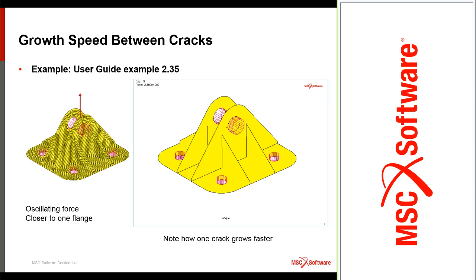And the one which is closer to the force, as you see now, grows faster. The other one, the increments are scaled down, and the first one grows through, and the other one picks up speed. And this way we can predict that one will reach the boundary first, and the other one will continue to grow until it also hits the boundary. So this is an important phenomenon that we want to be able to model.